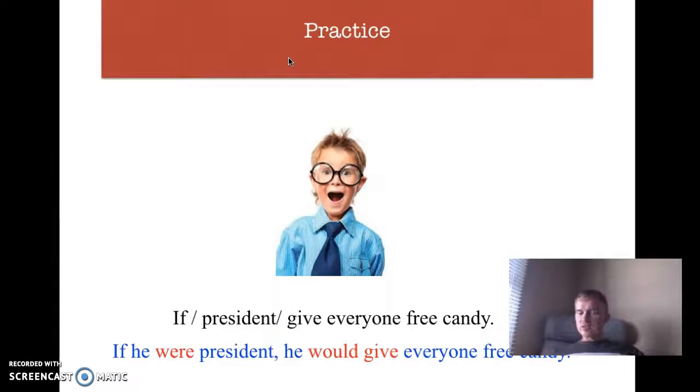And for this past, you'll notice we can use was or were. Okay, were is actually slightly more formal. He would give everyone free candy. Okay, again, counterfactual, so past and then would.